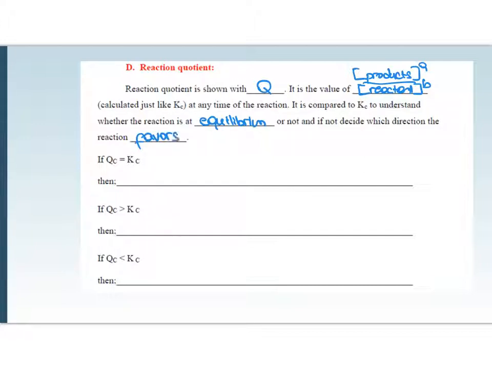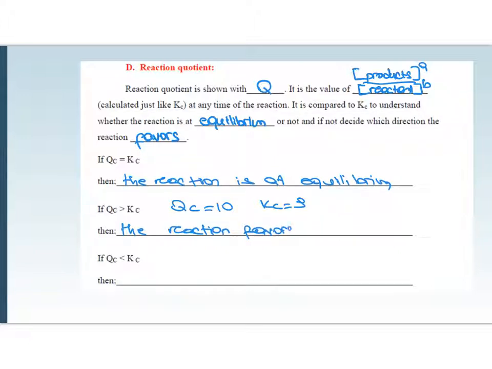For example, if Qc is equal to Kc, this means that the reaction is at equilibrium, so it doesn't favor any side. But if Qc is higher than Kc, let's say you have found Qc as 10 and Kc was 9, this means that you should decrease that 10 to 9, meaning decreasing the concentration of the products and increasing the concentration of reactants. So this means that the reaction favors reactants.